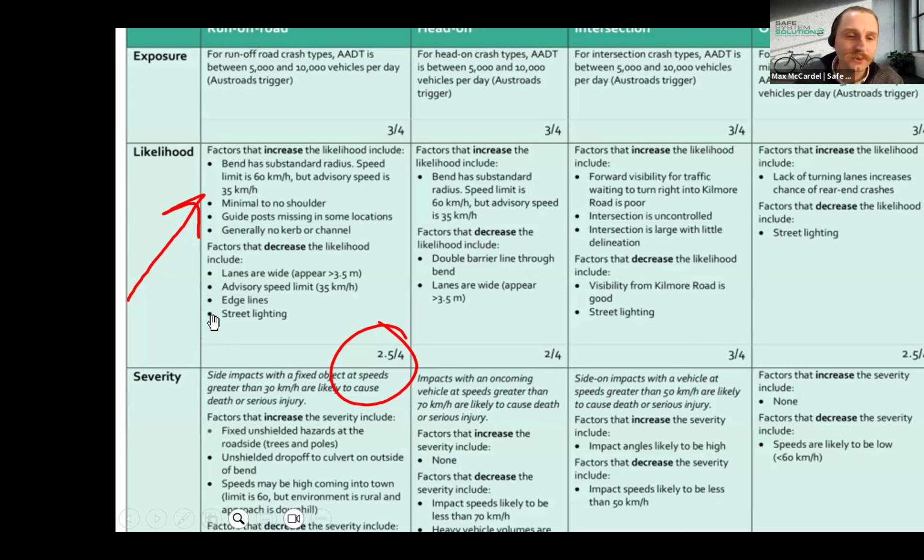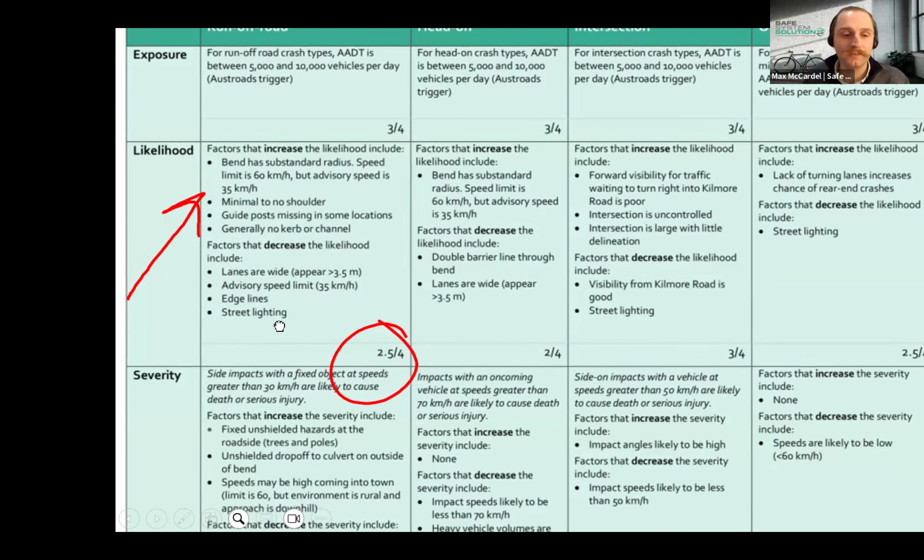Things that decrease this risk though: the lanes are wide, advisory speed limit, edge lines, street lighting. And that, the assessors said, would warrant a score of 2.5.